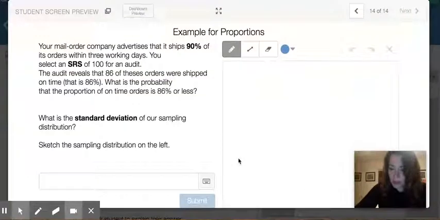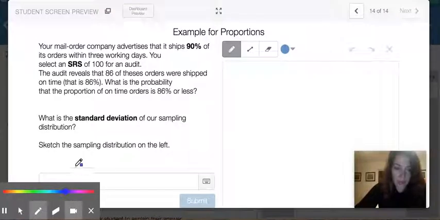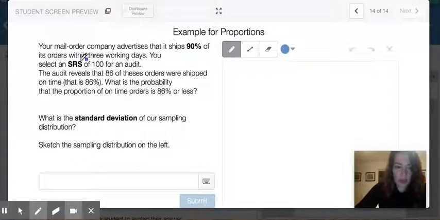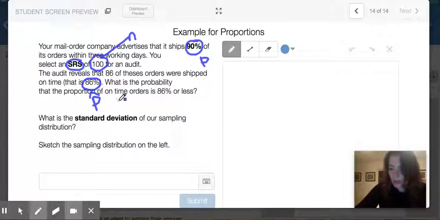All right, so the first important thing is to point out the important statistics here. First of all, it does mention that it's an SRS, so that's going to be important when we state and check conditions. The other thing is our 90%, that is our population proportion. And then the 86% here is from our sample of 100. So our sample is 100, that is the sample size, and 86% is our sample, so that is our p hat.